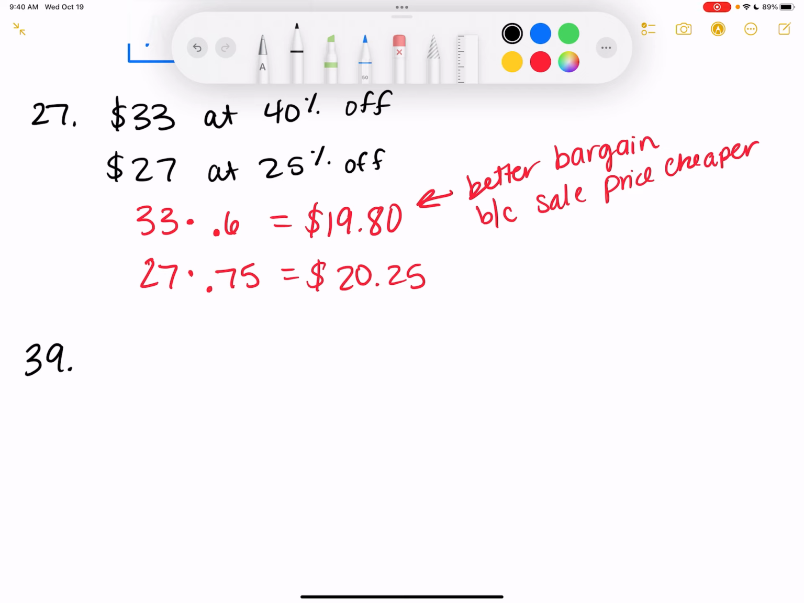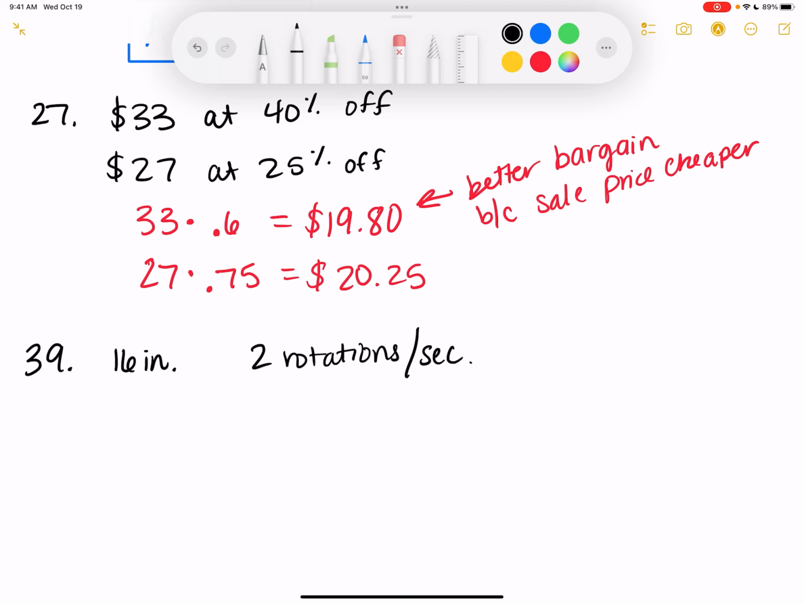A tire of a moving bicycle has radius 16 inches. If the tire is making 2 rotations per second, find the bicycle's speed in miles per hour. Yes, we are doing conversions. If we need to find miles per hour, we have seconds, so we need the circumference of this tire first. That's 2 pi r.